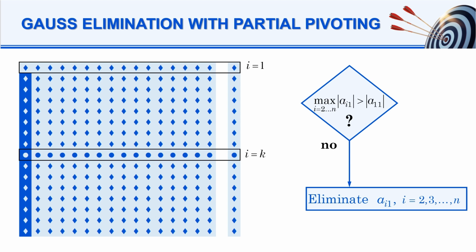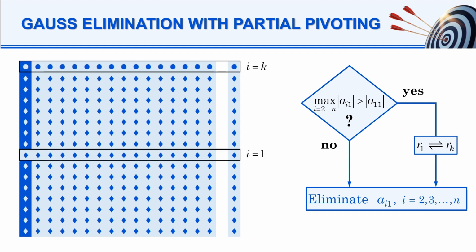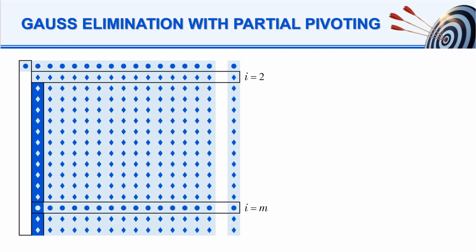But suppose the element with the largest magnitude is in the kth row, that is, Ak1 is largest in absolute value. The first and kth rows are interchanged. This places the largest element in the first row pivot position. Once the pivot is in place, we can perform Gauss elimination as usual by using the pivot to eliminate the elements below it, i.e., from rows 2 through n in column 1. This process, as we see, eliminates the unknown x1 from all rows below it.